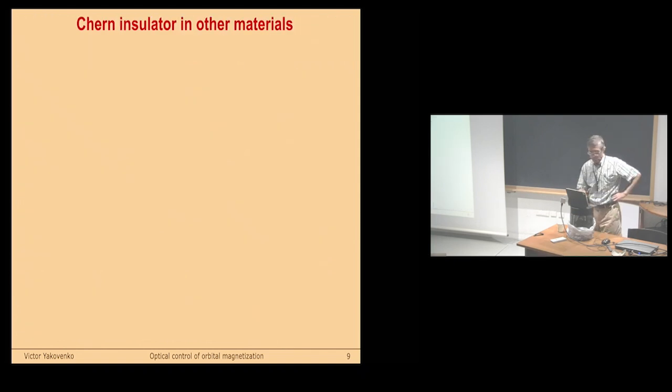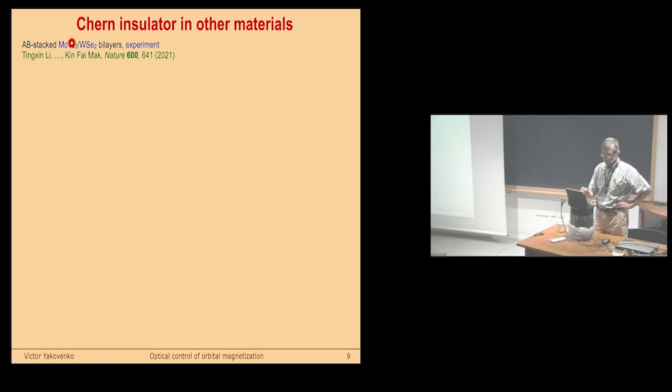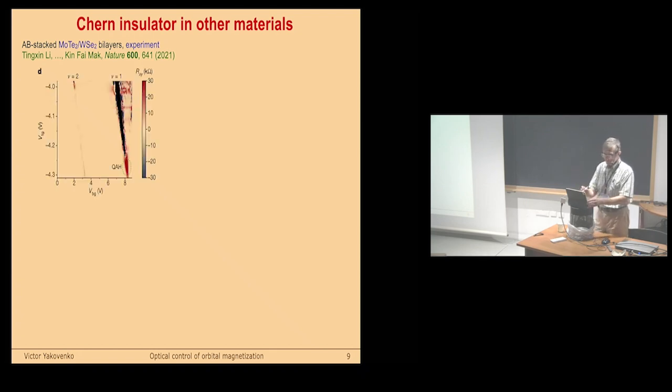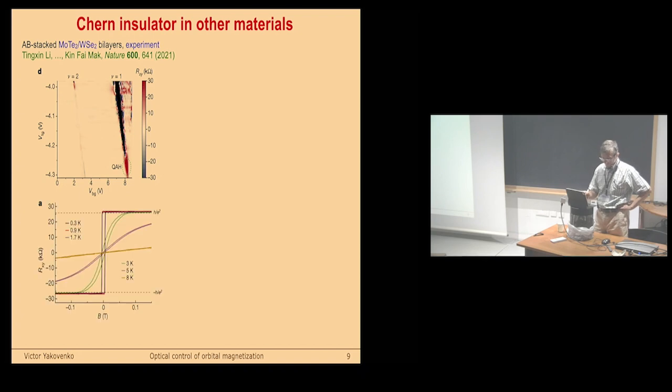So very quickly in the remaining time, other systems. First of all, Chern insulators in other materials. You can have Chern insulators not only in graphene, but also in TMDs, as was just mentioned in the previous talk. You take two different TMDs and create moiré patterns between them. This was done by the group of Kin Fai Mak at Cornell, and they do observe the quantum Hall effect. They control gates, and this is Hall resistance as a function of magnetic field, and you see the hysteresis, which develops at low temperature. So one can have a Chern insulator in TMD materials. That's another system one can try.